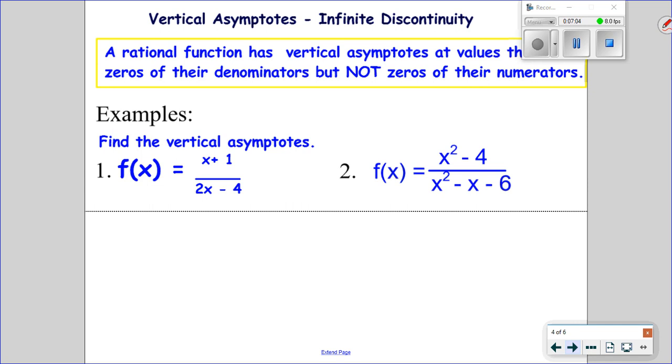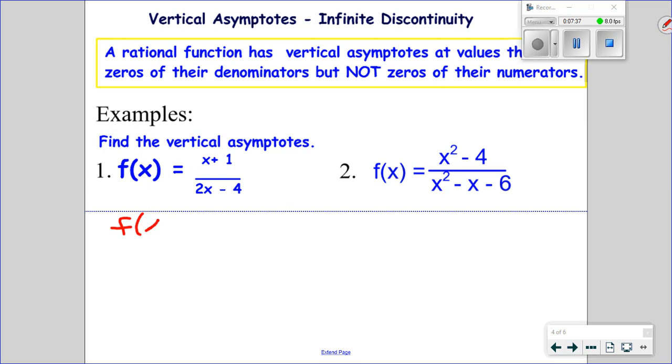Okay, now, you can tell when the graph has a vertical asymptote because vertical asymptotes occur at values that are zeros of the denominator, but not zeros of the numerator, okay? So again, before you figure out your vertical asymptotes, you always want to factor the polynomials, if you can, okay? So let's look at the first example.